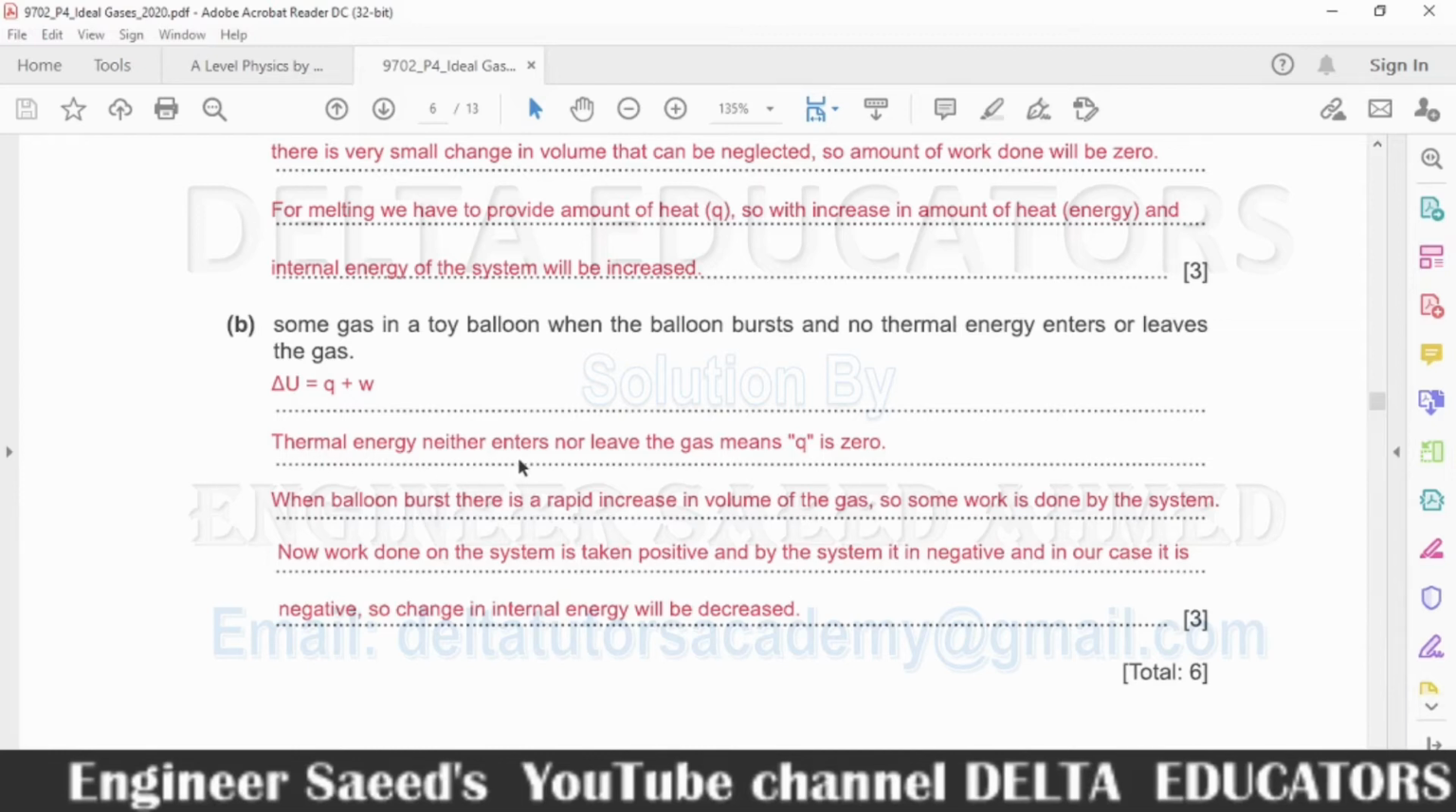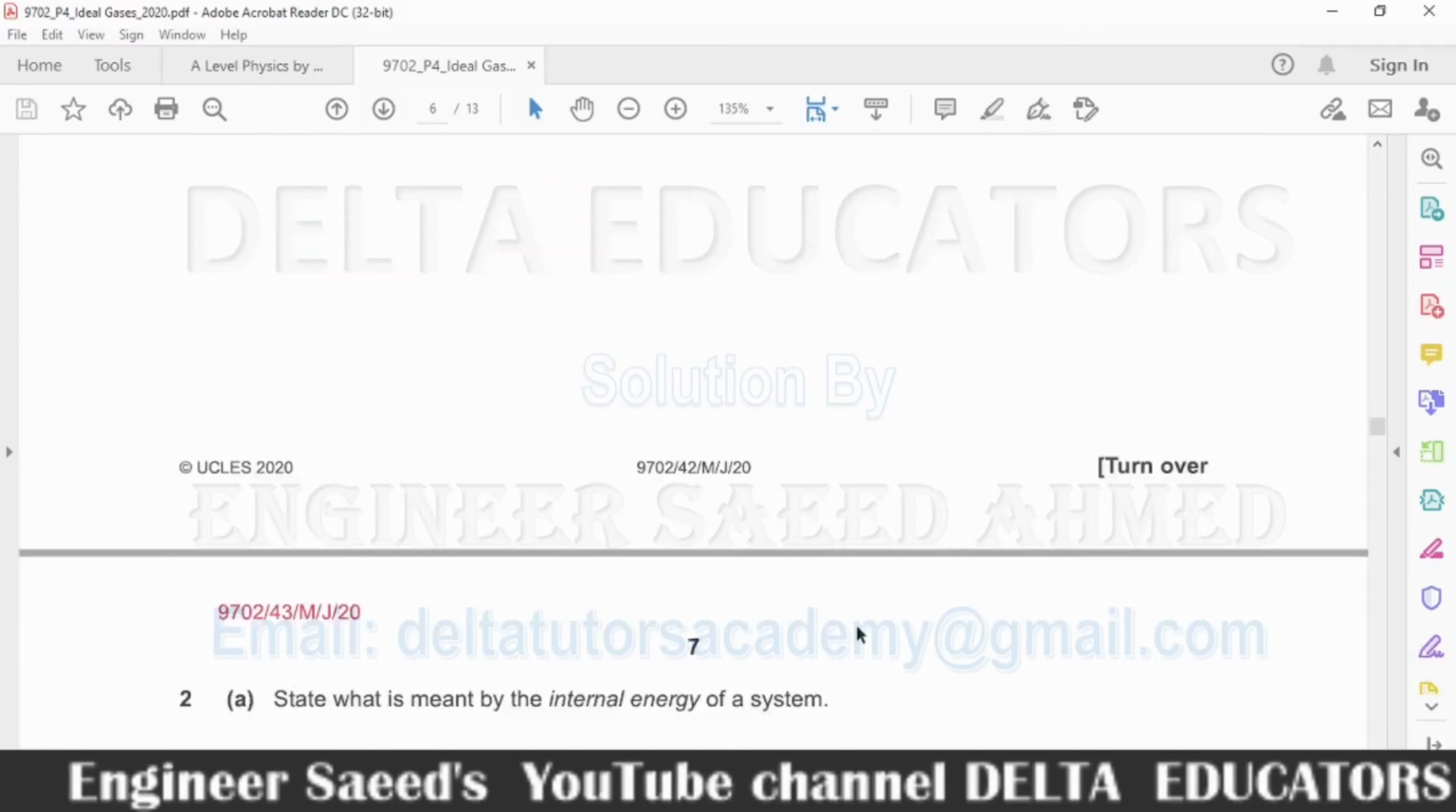Thermal energy neither enter nor leave the gas means Q is 0. When balloon bursts, there is a rapid increase in volume of the gas, so some work is done by the system. Now work done on the system is taken positive and work done by the system is taken negative. And in our case it is negative. So change in internal energy will be with negative sign, or we can say here we have a decrease in internal energy.